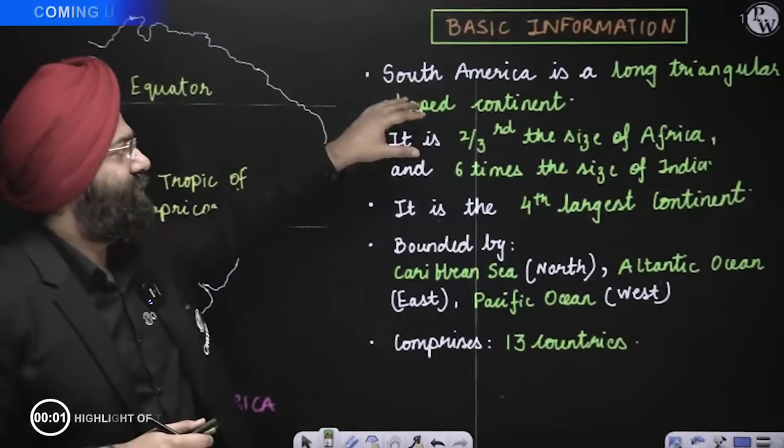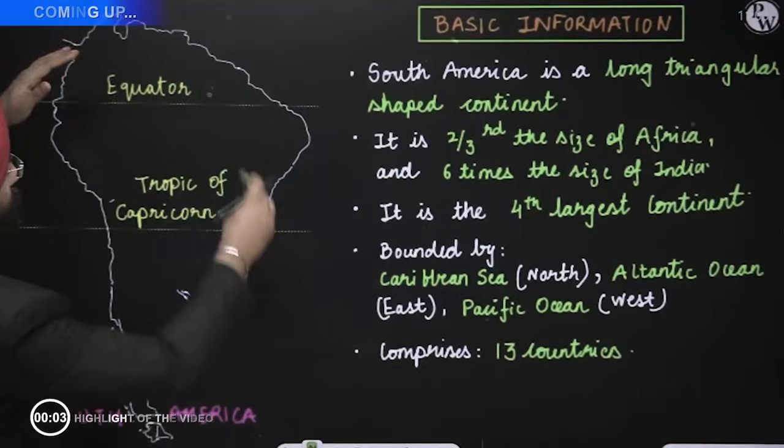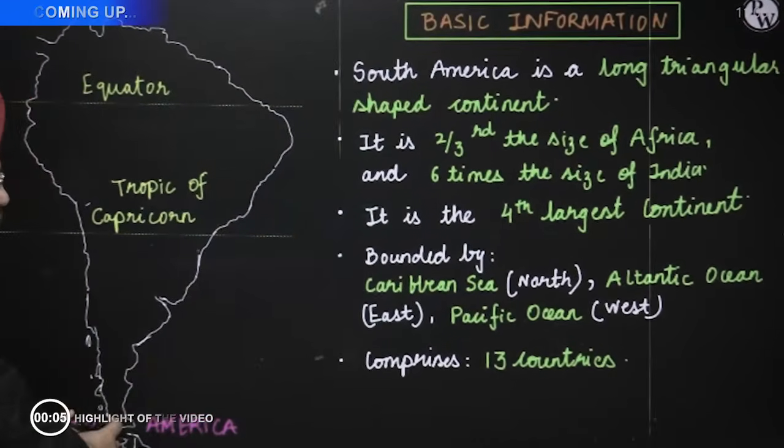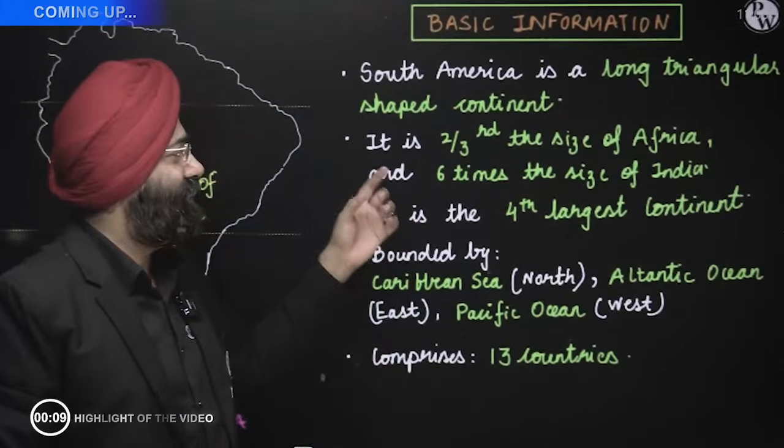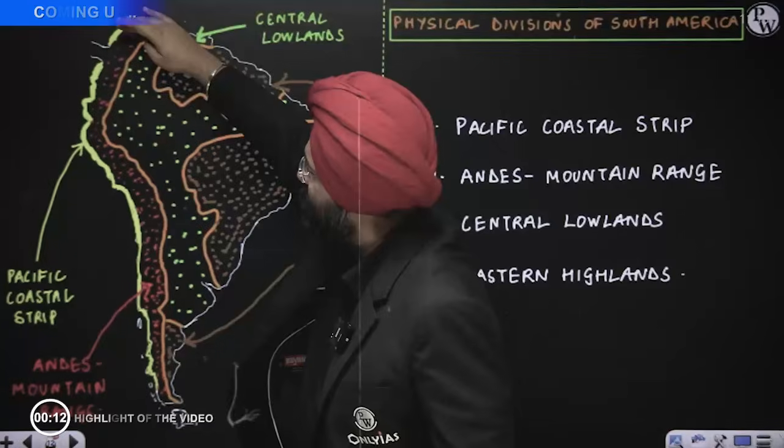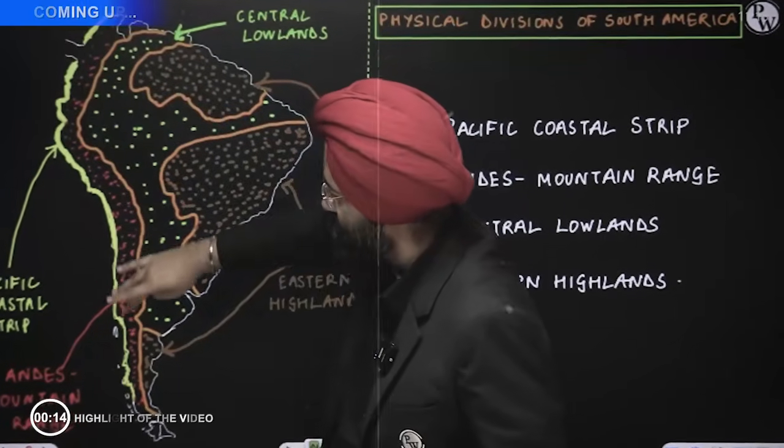South America is a long triangular shaped continent. If you see, it is roughly a triangular shaped continent, right? It is 2/3 the size of Africa, that is, it is smaller than Africa, but it is 6 times the size of India. Pacific coastal strip that is present, this is one physical division.